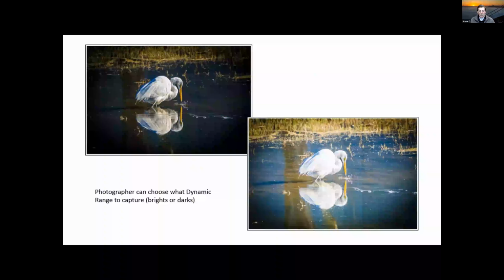We as photographers can choose what dynamic range to capture. We can capture the brights or we can capture the darks. If we try and capture the darks by boosting total exposure, the brights will be completely blown out. So we can work on aperture or longer shutter speed, so reducing the depth of field or introducing some blur to let in more photons. But again, we don't want to blow out the highlights. So there's a limitation on how far we go on the brights.